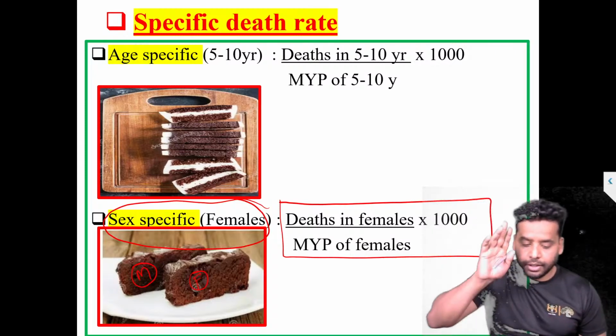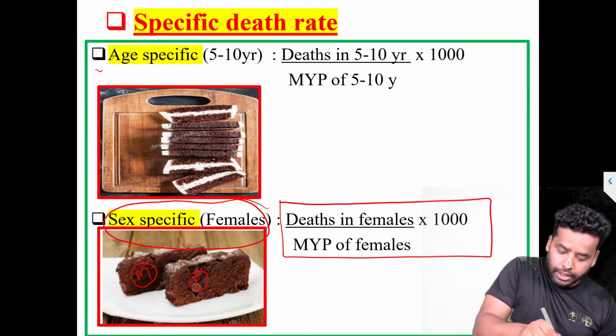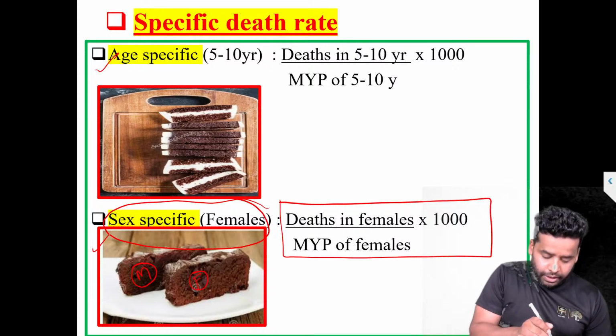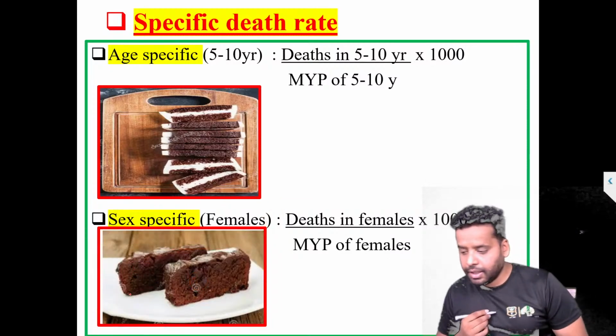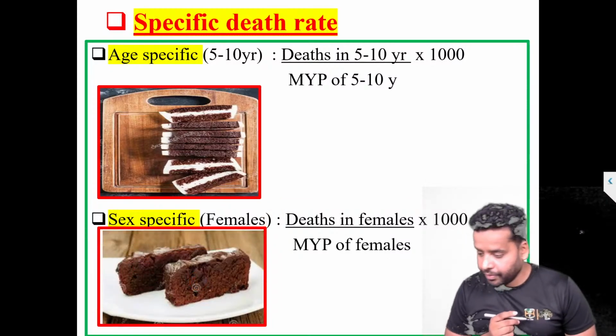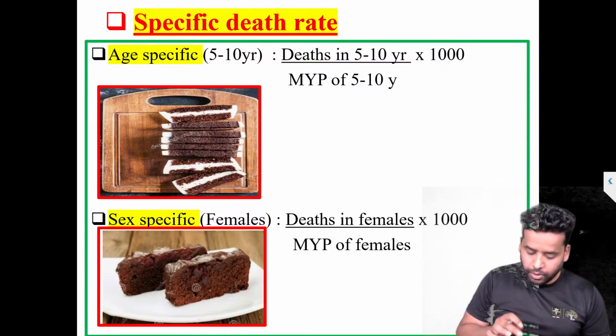So what are the three specific death rates which I made you write? Age specific, sex specific. What is the third one? Which is very important, repeatedly asked in the exam. One is age specific. Second is sex specific. What is the third one?